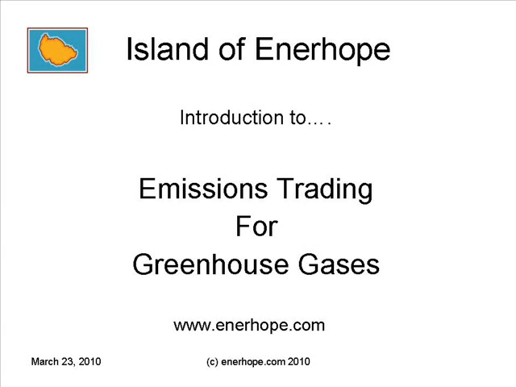This is a simple, clear example of a greenhouse gas emissions trading system for an imaginary country, the island of Enerhope. This presentation will introduce the basic vocabulary and mechanisms of a cap and trade system with offsets. Later chapters will offer more detail on the stages of greenhouse gas emissions trading and will compare this Enerhope model with real emissions trading systems, past, present, and future.